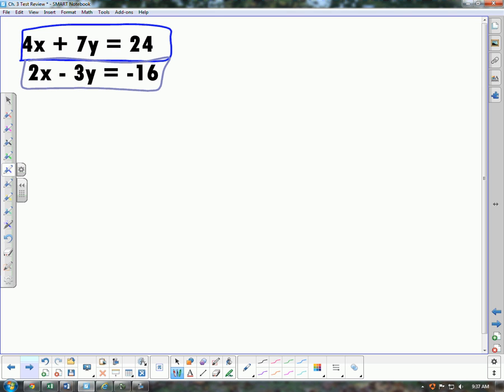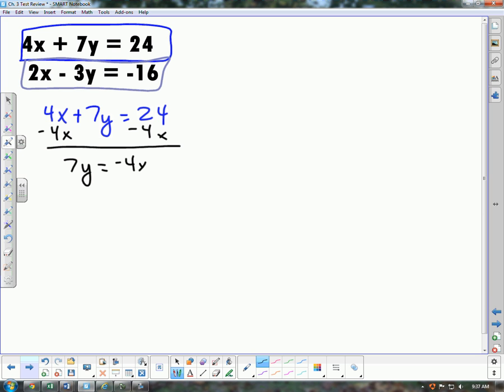The beginning one, first going to subtract 4x, then divide by 7, and y will equal a negative 4/7 x plus 24 over 7.